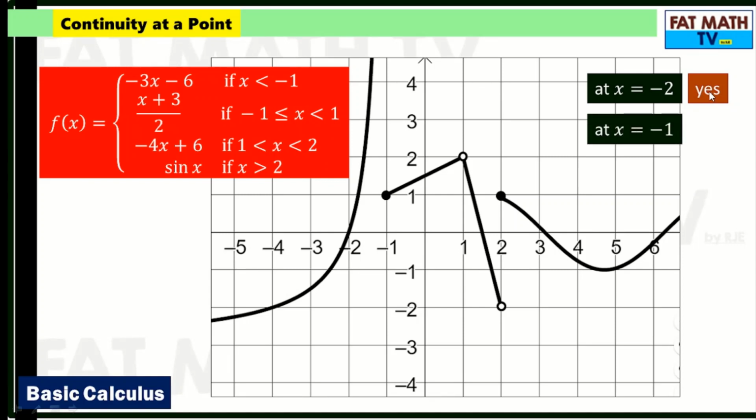Yes. How about at x equals -1? X equals -1 is here. So will you have any interruptions if we cross that? Yes, because this one is asymptotic to x equals -1. It cannot pass through -1. And then from here, there's like a jump. So this function is not continuous at x equals -1. So no.